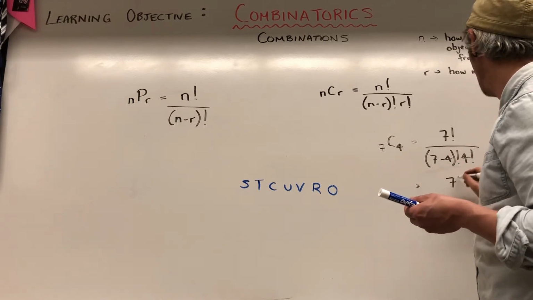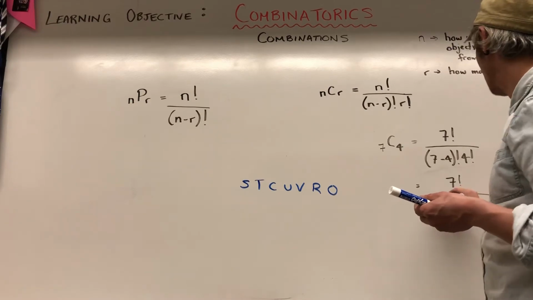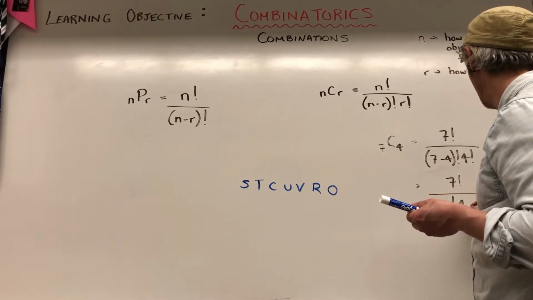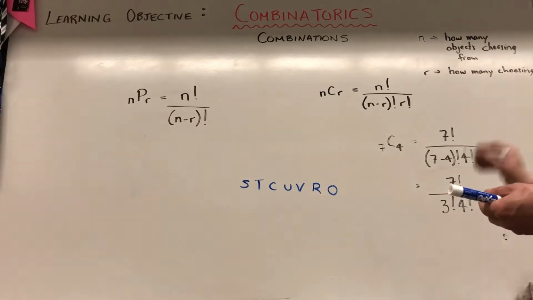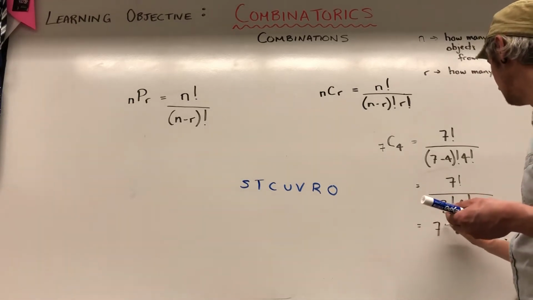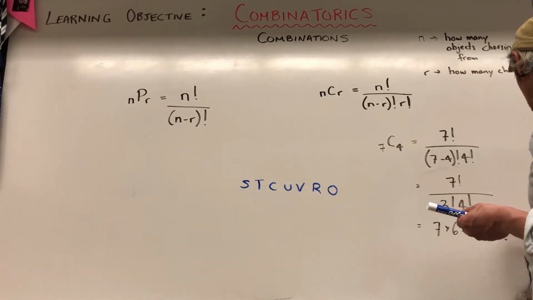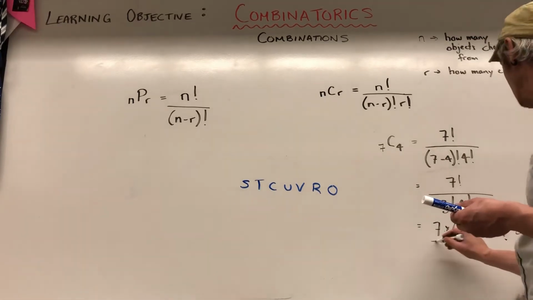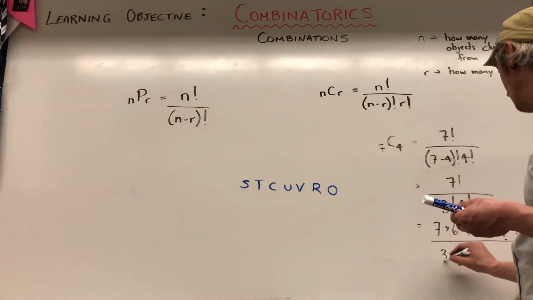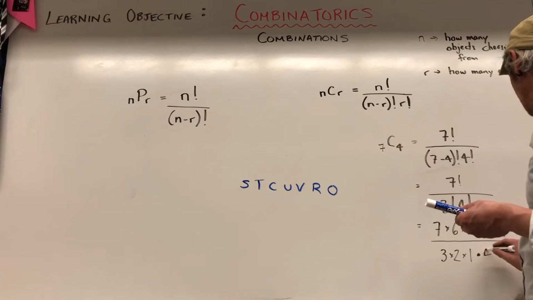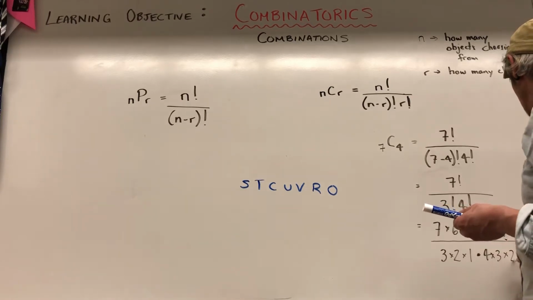And I get 7 factorial over 7 minus 4, which is 3. So it's 3 factorial, 4 factorial. And I can keep going. 7 times 6 times 5 times 4 times 3 times 2 times 1 over 3 times 2 times 1 times 4 times 3 times 2 times 1.